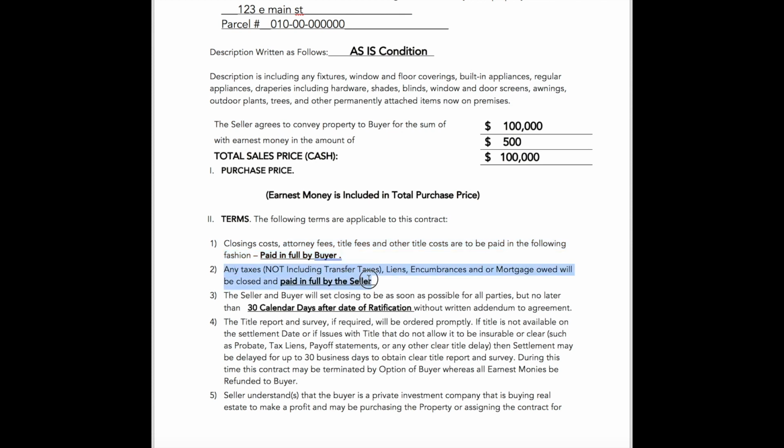Number two is any taxes, liens, encumbrances, mortgages are paid by the seller. So if the seller owes a mortgage on the house or a second mortgage or a home equity line of credit or an IRS lien or a tax lien, any money owed on the property, a water bill, anything owed on the water bill, that's something the seller pays. So we just say we take care of all expenses on the property. Our offer is net to you minus anything that you owe on the property. So that's what that means.